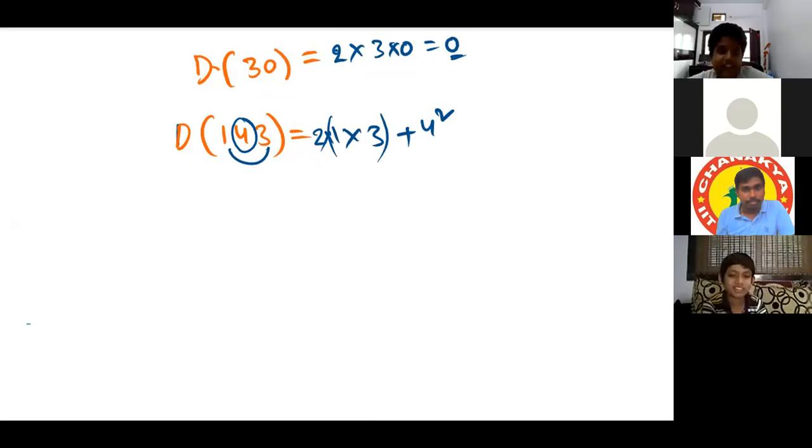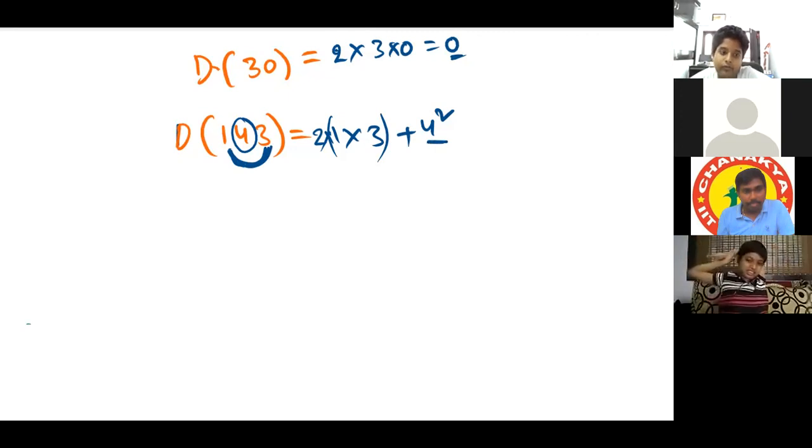Sir, I did it. Product of the first and last digits, and then plus the middle square. Into 2 is for only this one: 2 into 1 into 3.